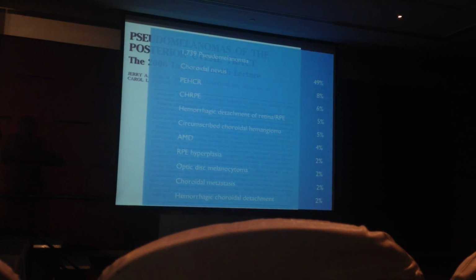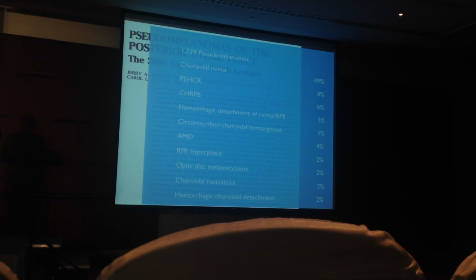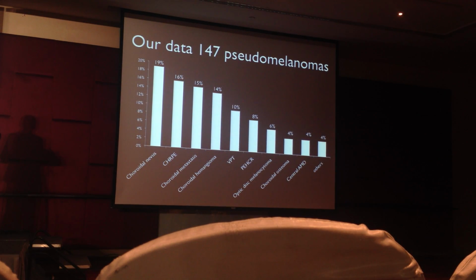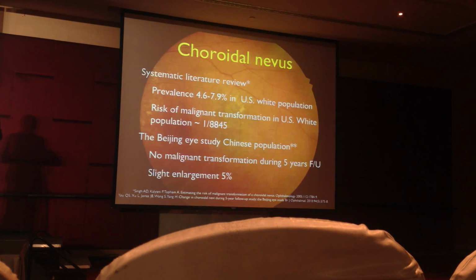From the large study from Shields, they studied almost 1,800 pseudomelanomas. Choroidal nevus is the most common lesion that can simulate melanoma. In our series, we have 147 pseudomelanomas referred to us. Choroidal nevus is the most common as well, followed by the same diseases, but maybe the ranking is different.